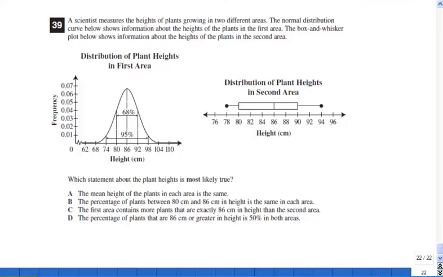Hi K-12, hi seniors, juniors, talking about proficiency exam again, problem number 39. Well, let's see how to solve a similar problem on the proficiency exam test.